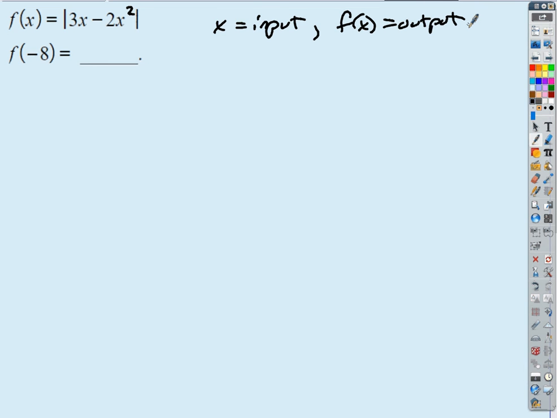So down here in this line right here, what am I inputting? -8. I'm inputting the number -8, right? And so F of -8 is going to be my output number. It's just a number, right? So if we start off here with F of X equals the absolute value of 3x minus 2x squared, here's my best advice to you.